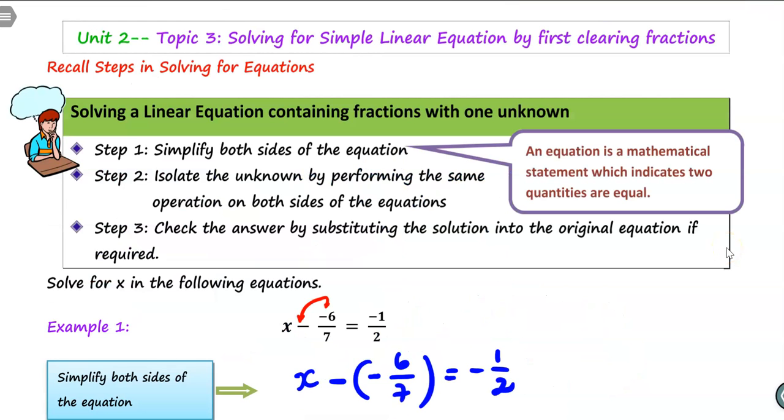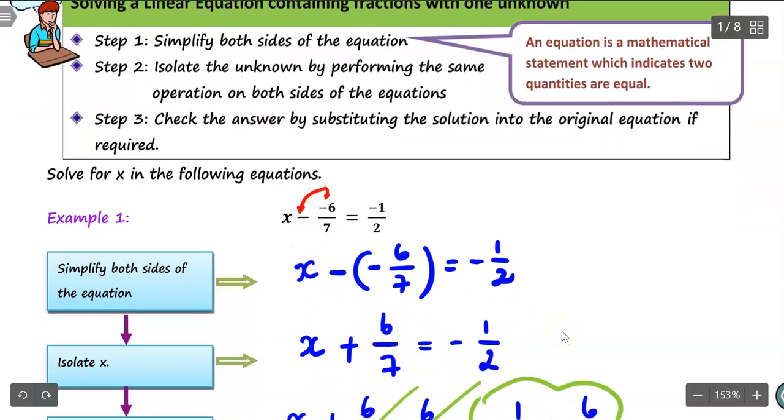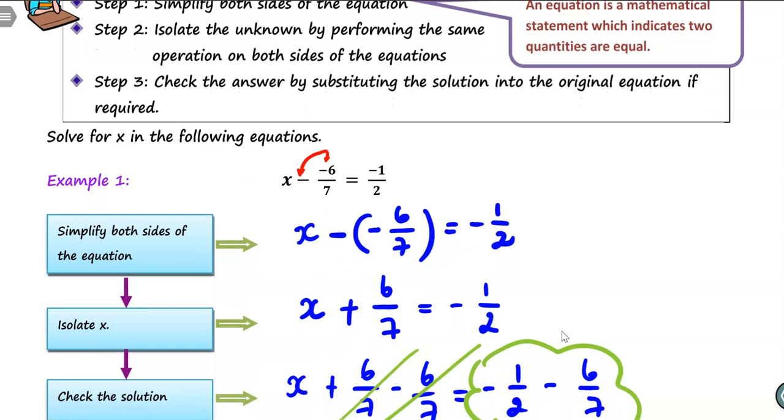Hello everyone. In this video, I would like to continue with this lesson right here. The lesson said that we are solving a simple linear equation by first clearing fractions. So our equation is a linear equation involving fractions. In order for us to clear the fraction, we are going to look at what kind of method we are going to use.